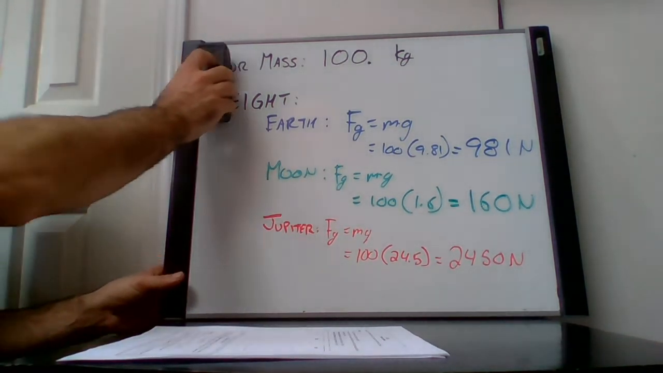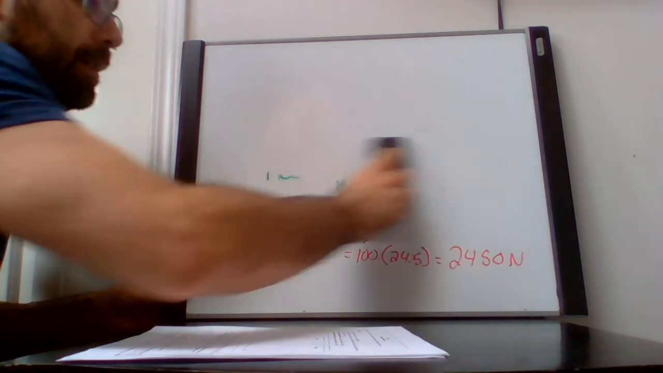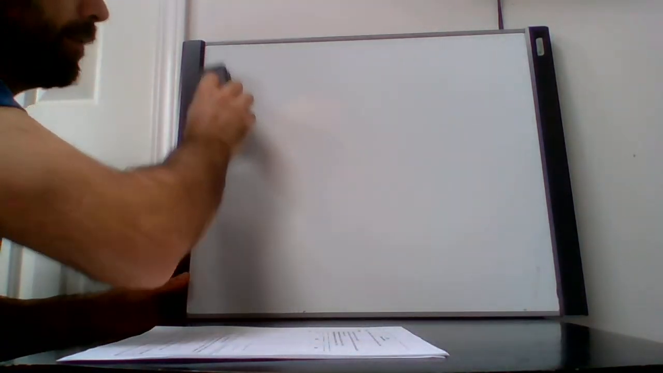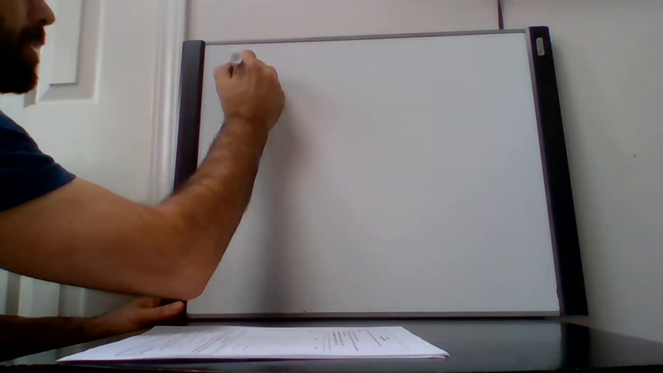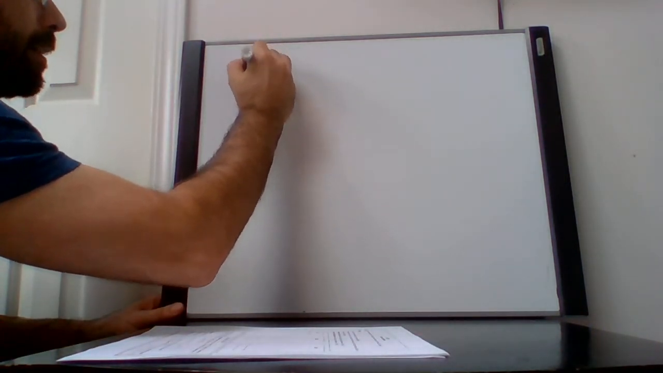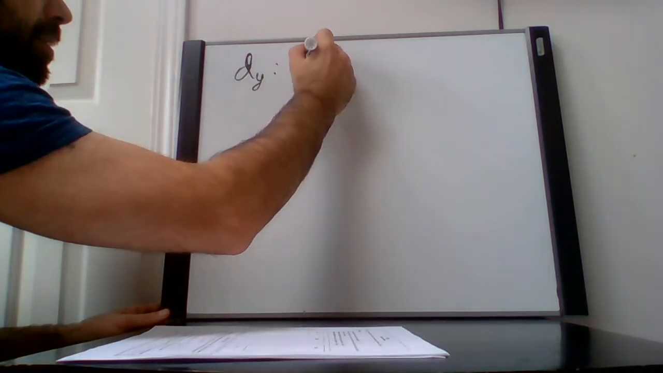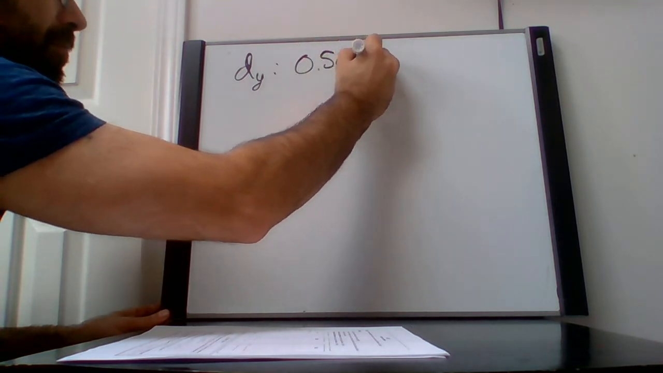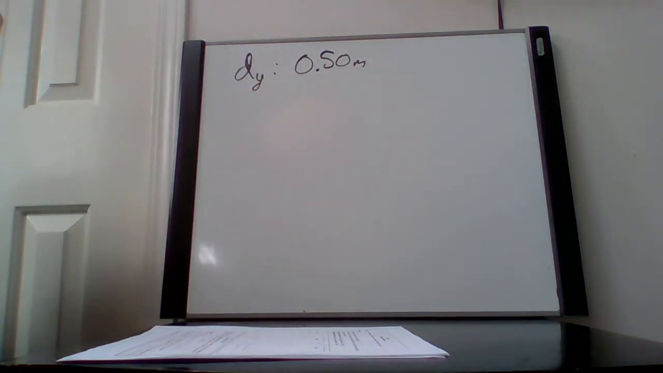Okay, so if we know the height that we can jump, so if you have a family member measure the height you can jump, you're going to get your dy, your vertical distance. For simplicity's sake, let's say that we can jump 0.50 meters, half a meter, 50 centimeters. A very high vertical jump, but that's okay.